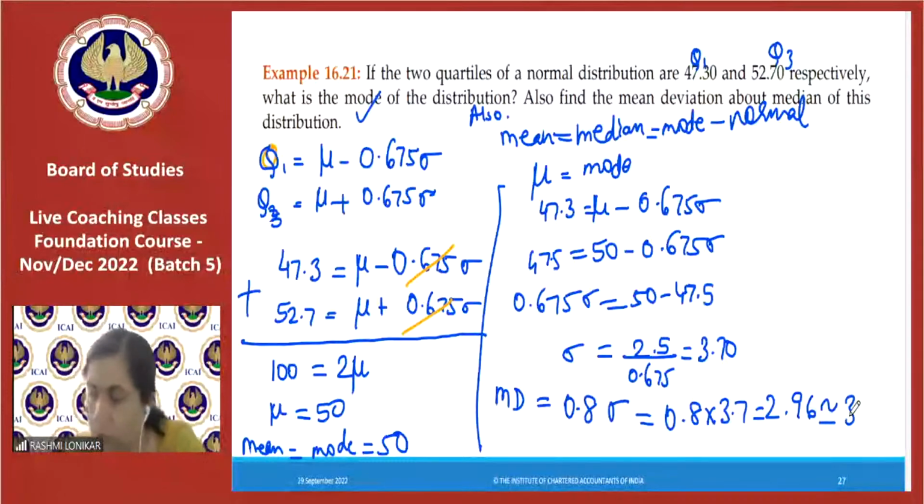So depending on what options you have, you will tick the correct answer.